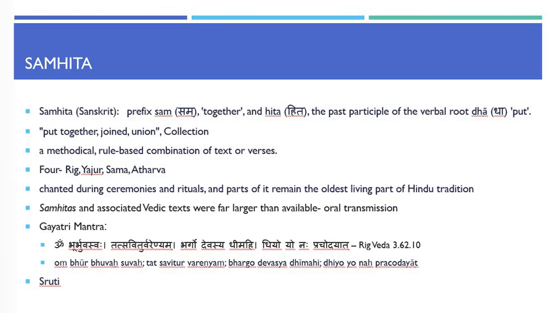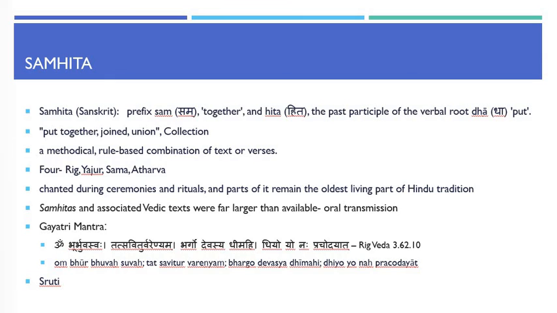The prefix sam in Sanskrit means together, and hita is the past participle of the verbal root dha, that is, to put. Thus, Samhita means put together, joined, union. It is a collection. Samhita is a methodological, rule-based combination of text or verses. There are 4 Samhitas: Rig, Yajur, Sama and Atharva. Samhitas are chanted during ceremonies and rituals, and parts of it remain the oldest living part of the Hindu tradition.